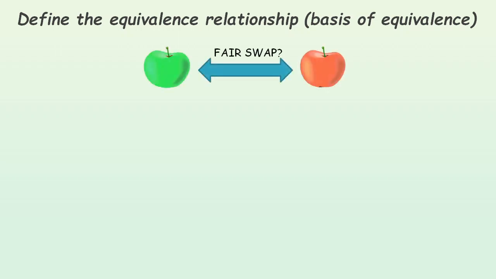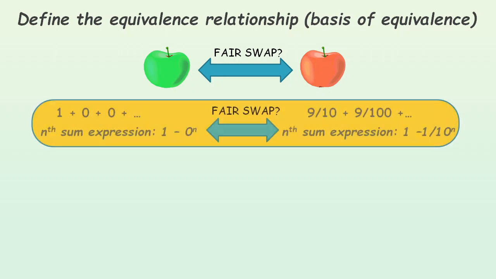Another definition-heavy approach concerns something called the equivalence relationship. If a friend asked you to swap a green apple for a red apple, then you might agree, because for many people it seems reasonable to call these two items equivalent on the basis of what is defined as an apple. But what about two endless series? What would be a fair basis of equivalence between these two things?